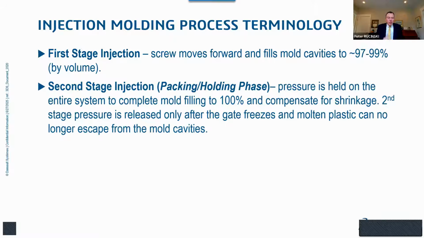After first stage injection, we immediately move into second stage injection, commonly referred to as the packing phase or the holding phase of the process. This is when we hold pressure on the entire system to complete mold filling to 100% of the volumetric capacity of the mold cavities, and to compensate for shrinkage that occurs. In general, every injection molded part shrinks. So we want to use the packing or holding phase of the process to compensate for that shrinkage and maybe try to minimize the amount of shrinkage as much as possible. That second stage pressure is released only after the gates freeze off.